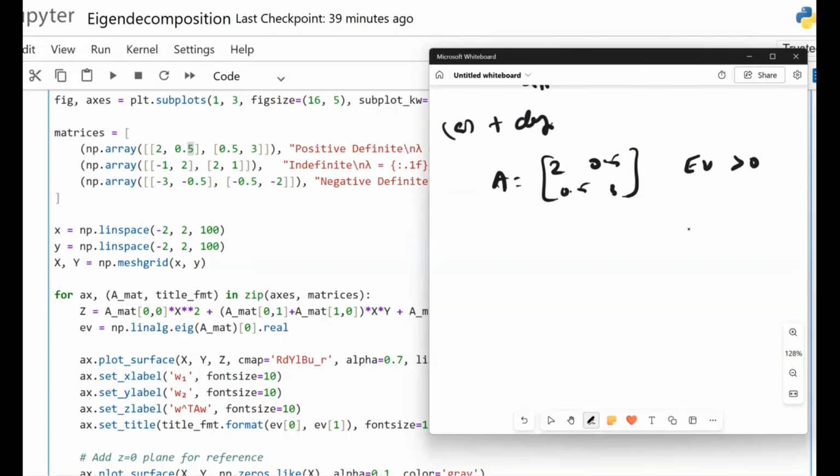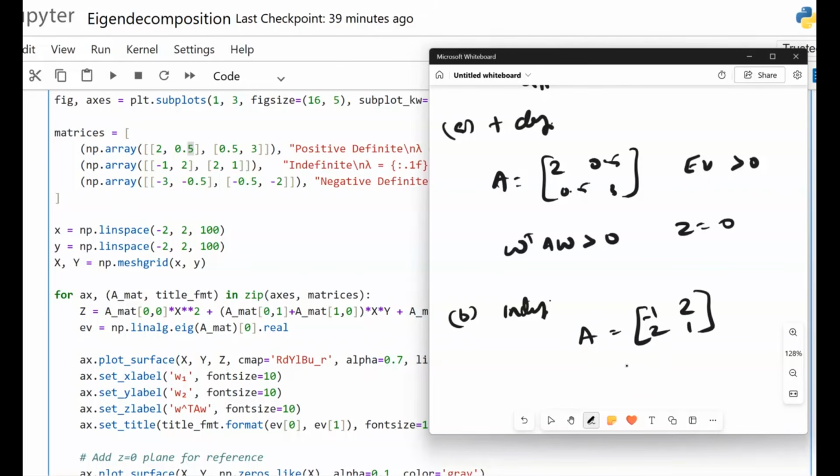And entirely above Z, which is equal to 0. So here W transpose multiplied by A multiplied by W would be greater than 0. And going on to the second case, yes, it is the indefinite. Here we have the matrix A, which is [-1, 2; 2, 1].